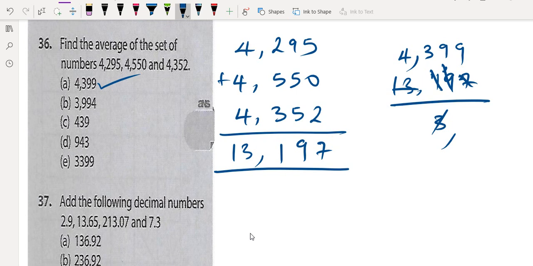Then something else. Add the following decimal numbers. 4550. Add the following decimal numbers. 52 over 3. 13. 7 over 3. Add the following decimal numbers.